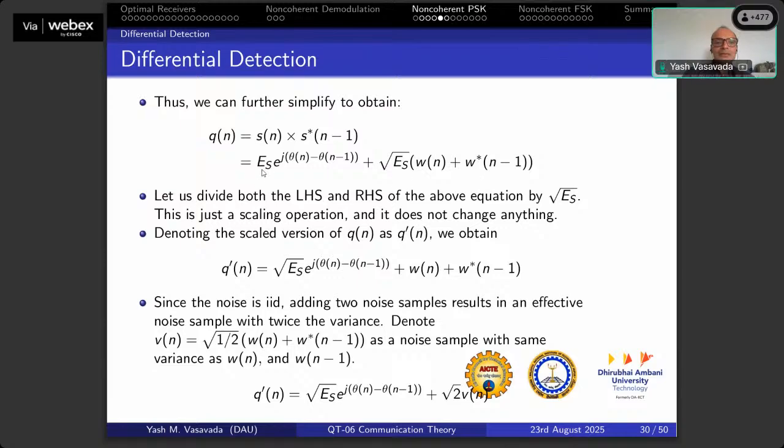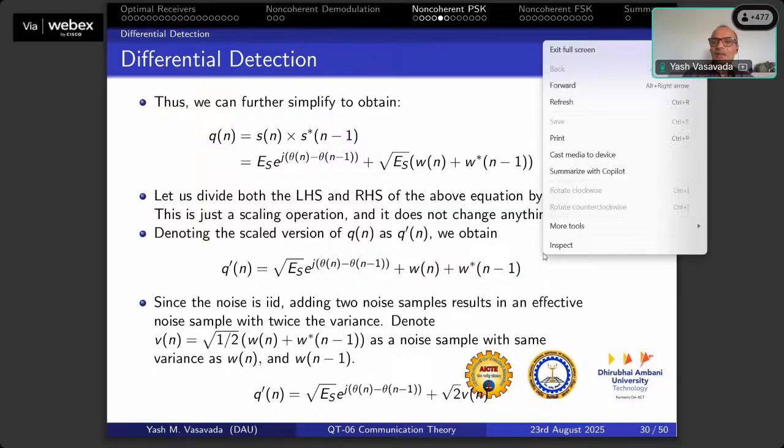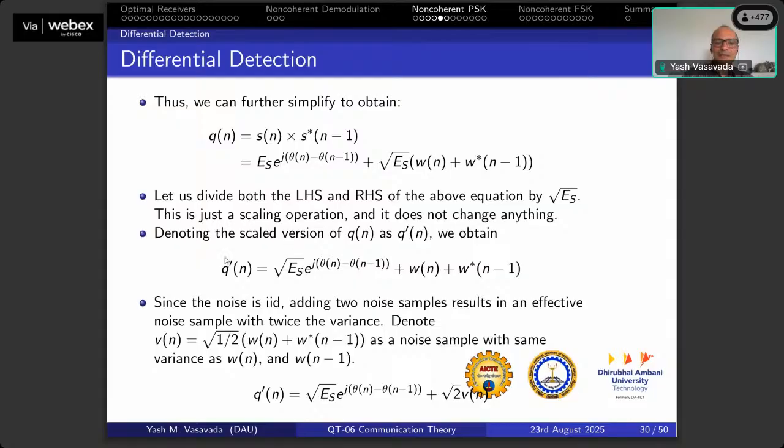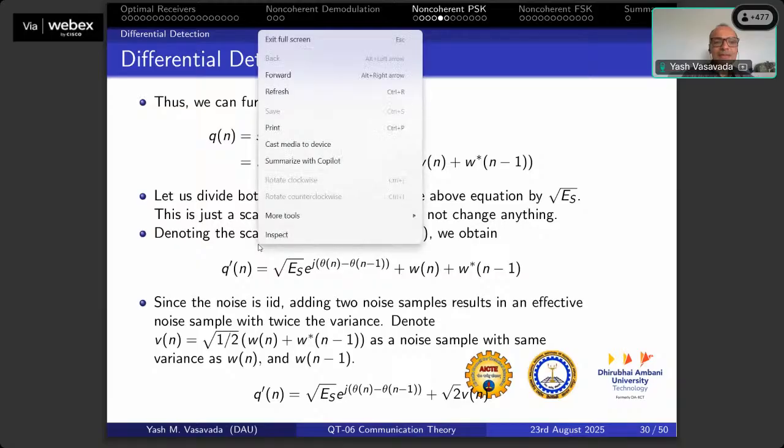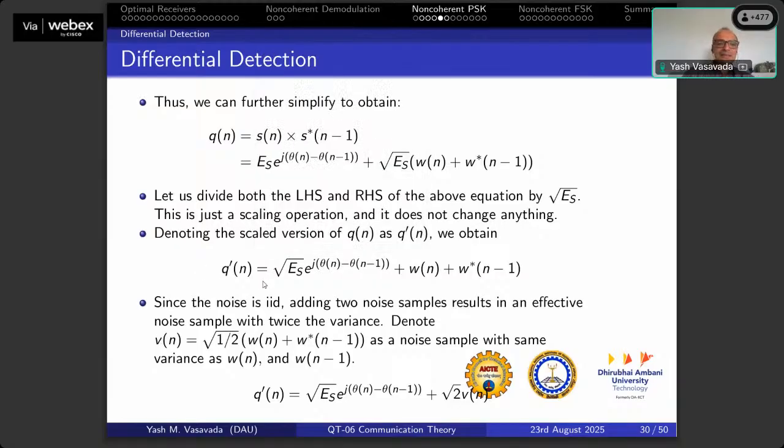Now, for simplicity, we will divide both the right-hand side and the left-hand side by square root of ES. And so finally, we get the expression that is shown in the middle of the slide here. For this one, I don't think I can make my cursor bigger. Anyways, now what happened because of this scheme?